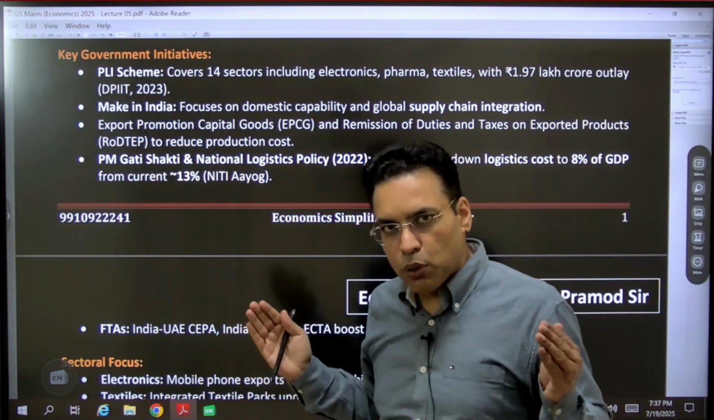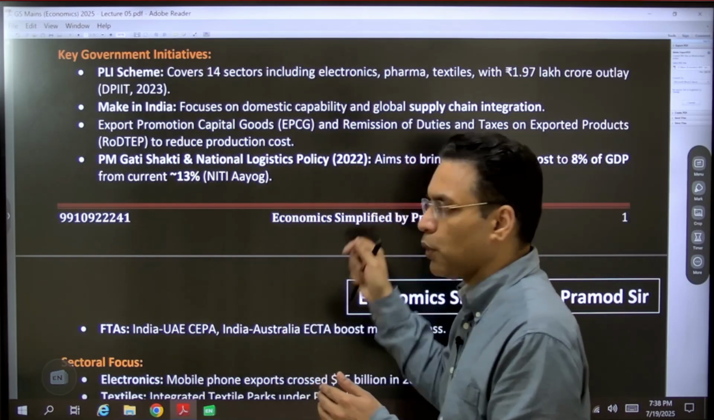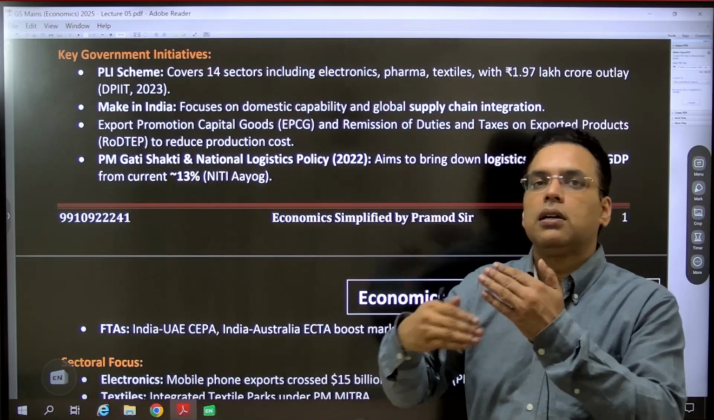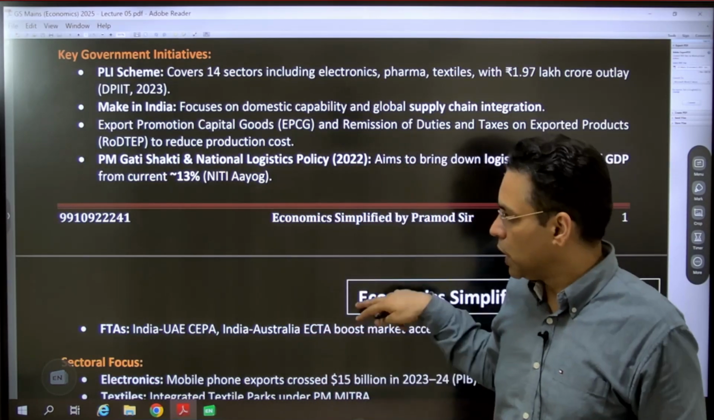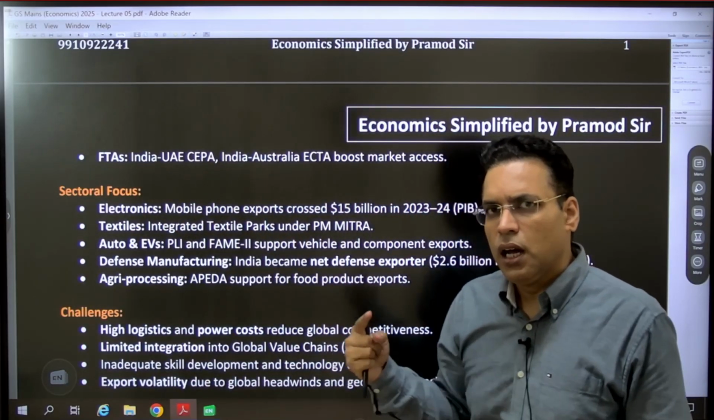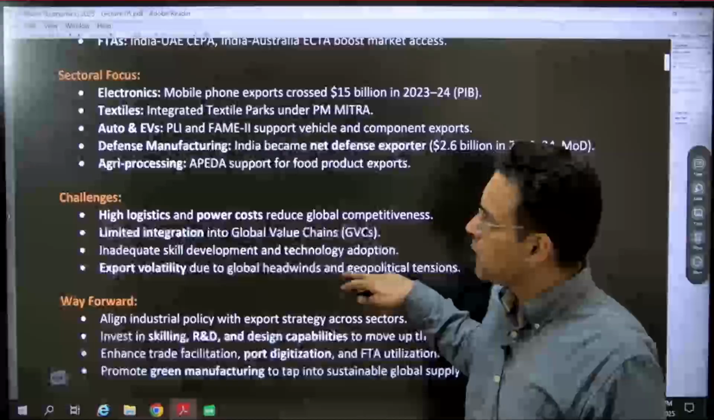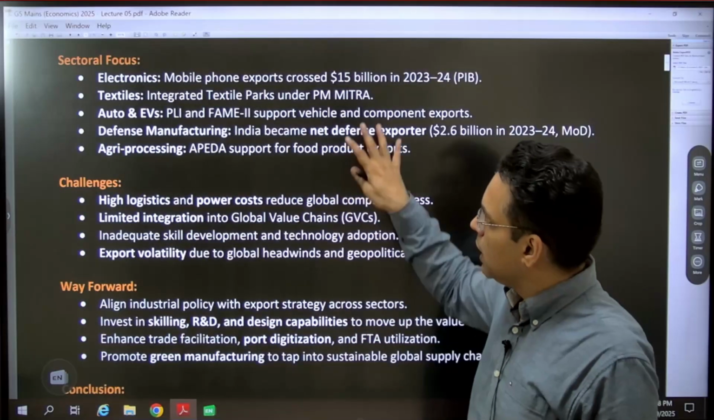PM Gati Shakti is about developing infrastructure in the country, and national logistics policies to reduce the logistics cost, the movement cost in the economy. Also, we can promote free trade agreements with many countries, and that will give India market access. All these aspects are very important, but these are schemes also.